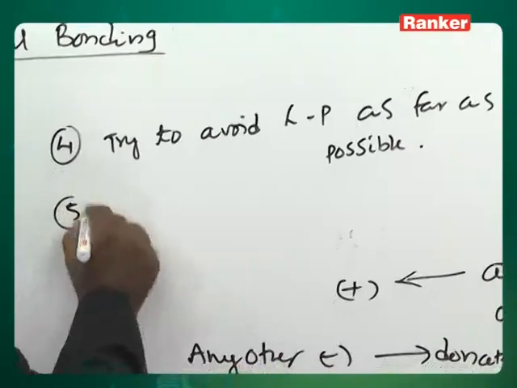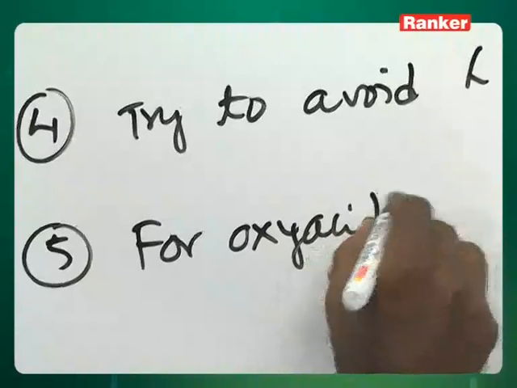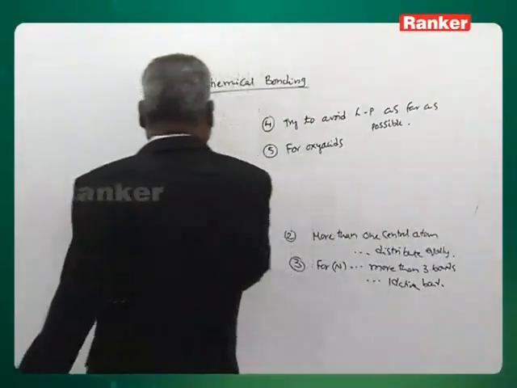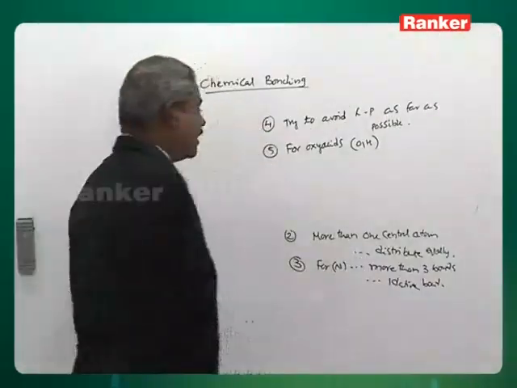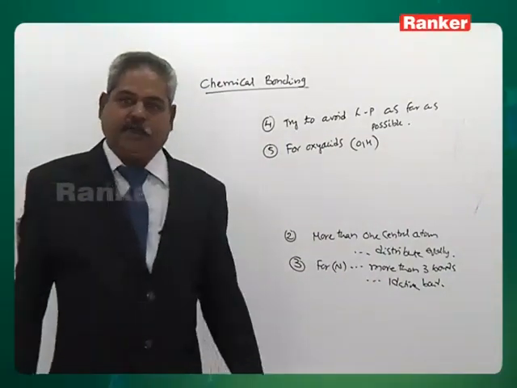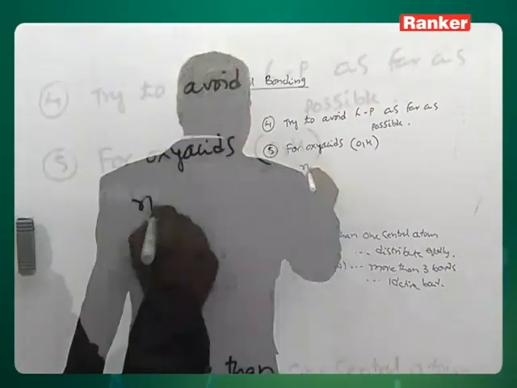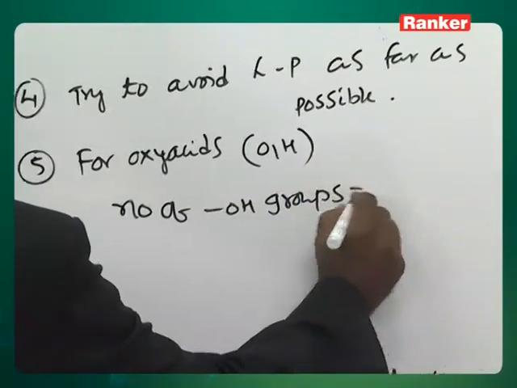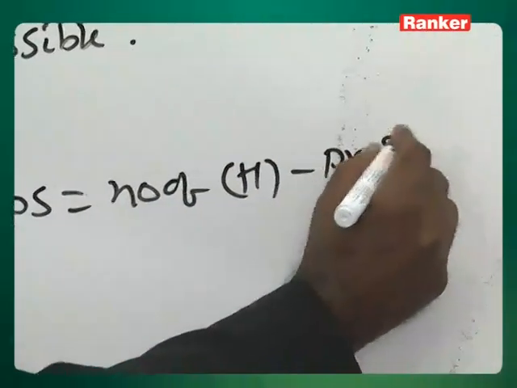5. For oxy acids, what are oxy acids? Acids which have both oxygen and hydrogen. H2SO4 is an oxy acid. H3PO4 is an oxy acid. For oxy acids, number of OH groups is equal to number of hydrogens present.